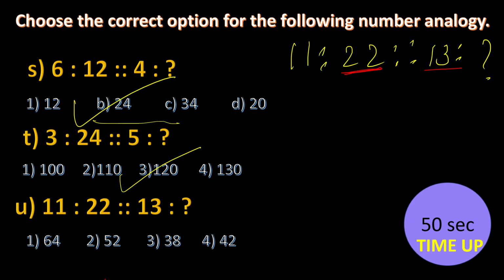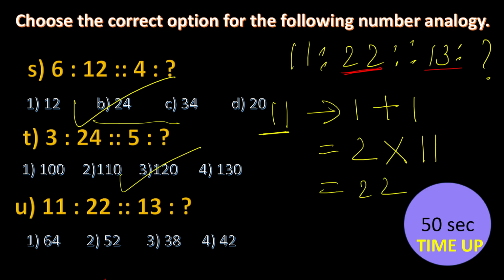Try with addition. 1 plus 1 will give you 2. Correct? And then what will I do? 2 into what number will give me 22? The same number from where you had started, that is 11. So 2 into 11 will give you 22. This is the logic.